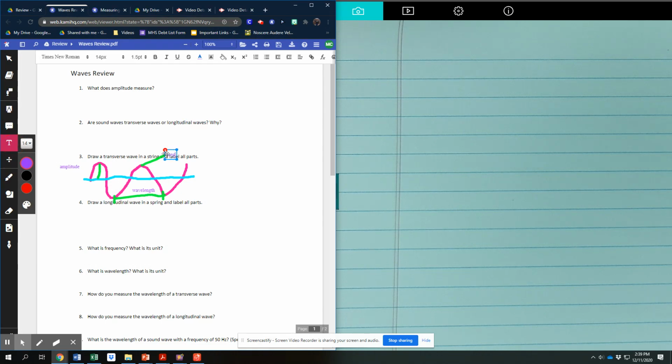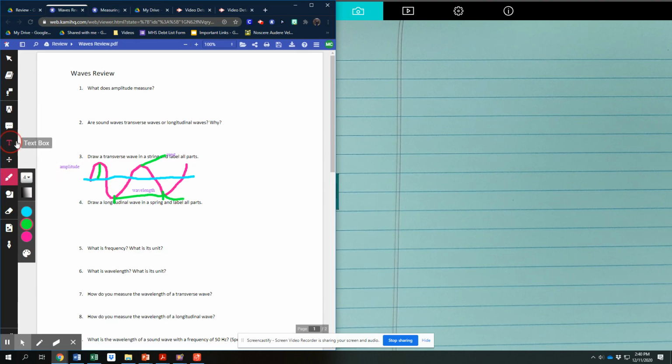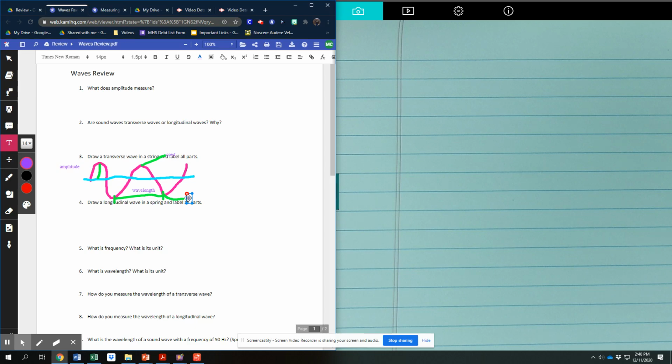That's going to be the crest. And down here is going to be the trough. Okay.